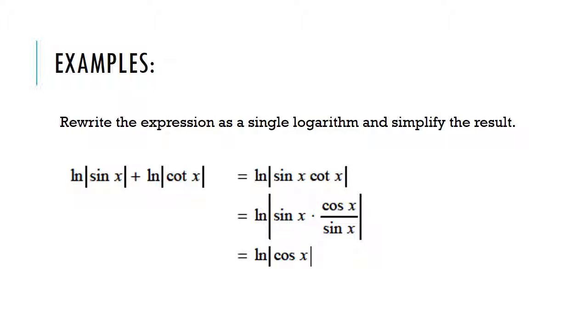So when two things are added, two logarithms, we can combine them by multiplication. So we have the natural log of sine x times cotangent x. Well, cotangent is cosine over sine. So the sines cancel, and you're left with the natural log of the cosine of x.